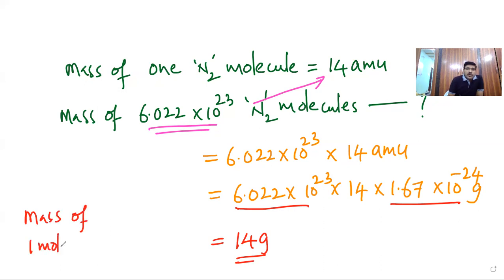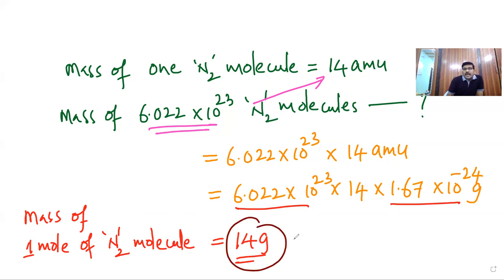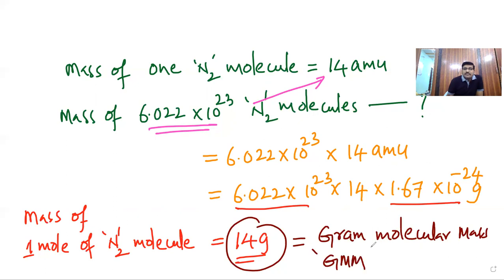So the mass of 1 mole of N2 molecules is equal to 14 grams. Since it is the mass of a molecule, it is known as gram molecular mass, GMM in short form. So here we are concerned with the molecule. The complete molecule mass is known as gram molecular mass.